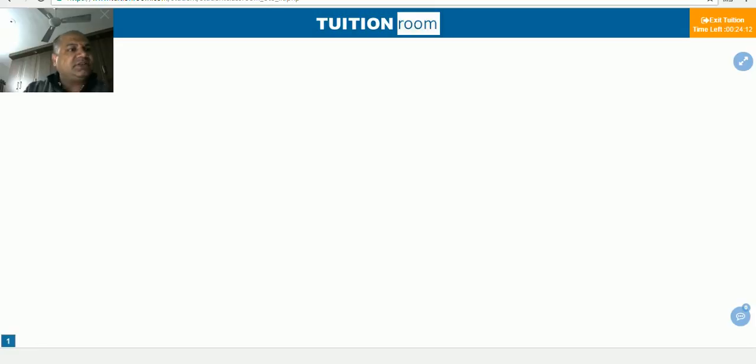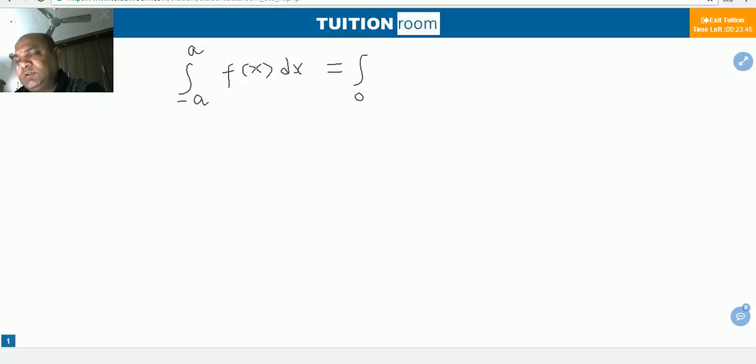Okay, then remember how I will use this. On the left hand side, the limit is from minus a to plus a, and on the right hand side, the limit is from 0 to a. First of all, put f(x) here, then put f(minus x) here. Replace x by minus x. I am going to solve some problems.